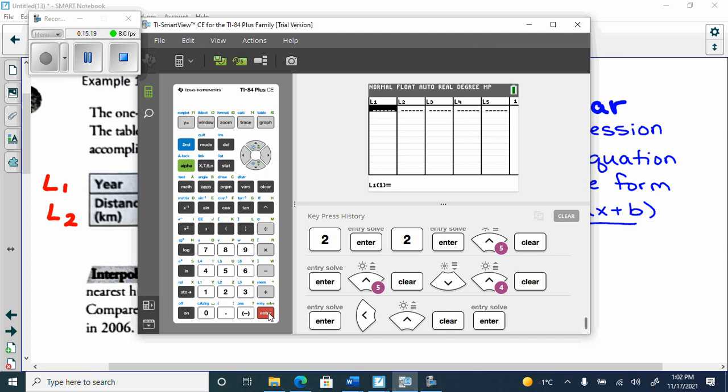Wait, I lost it. If you deleted your list already because you weren't listening, you're going to go second, plus sign, number seven, over to all, enter, yes, enter. It'll reset your whole calculator. That's the only way you get it back. Okay, so stat, edit, we're there. Start typing your stuff into your list. Let's go.